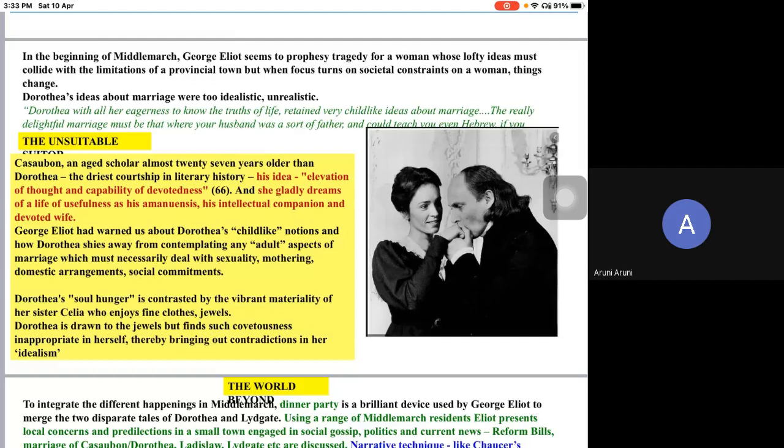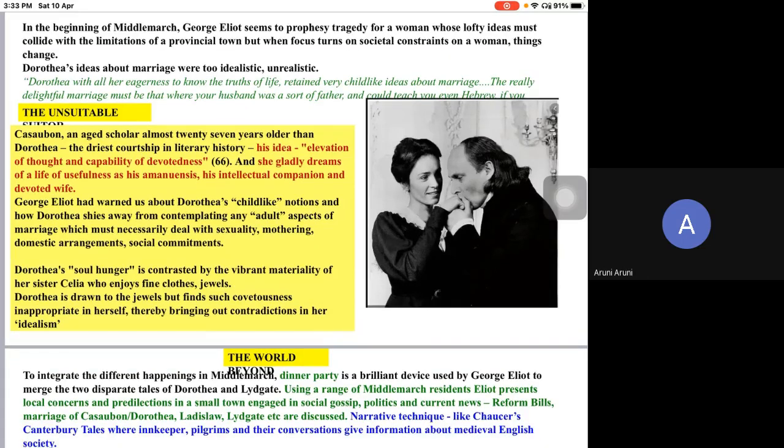So we can say that there are contradictions in Dorothea's character, in the idealness, the non-materialistic way in which she's described. There are contradictions within that. And the example is how she reacts to the jewels. Celia is unapologetically materialistic, but Dorothea has a side to her which enjoys it.